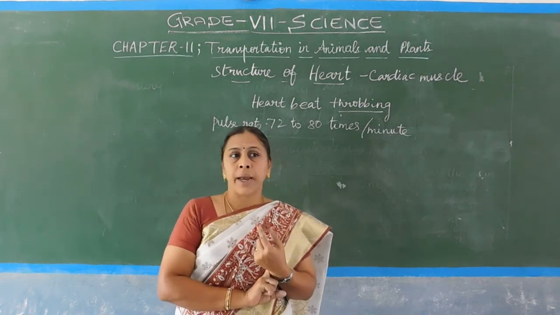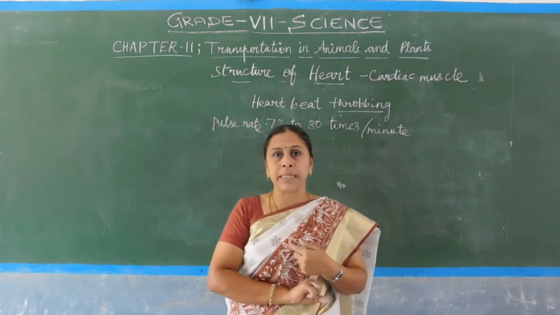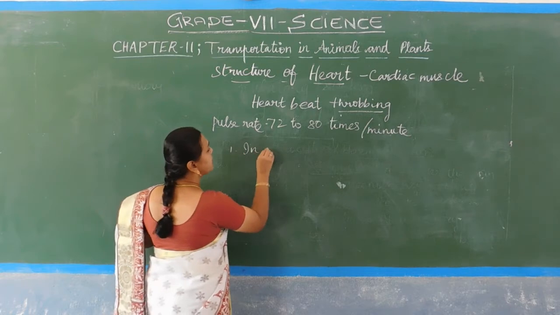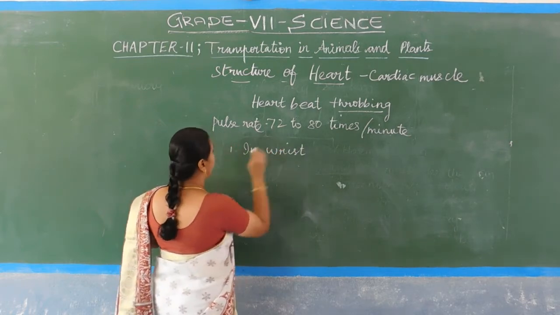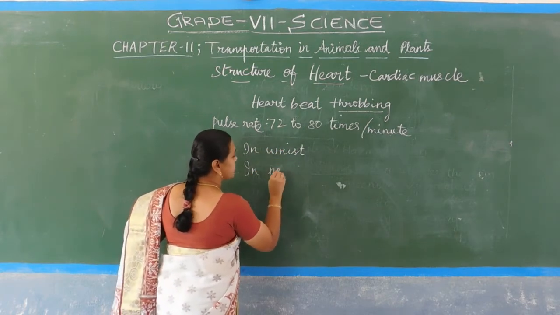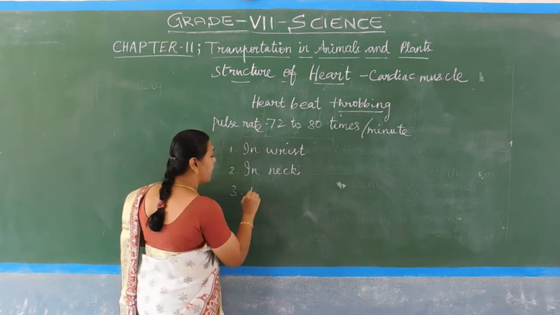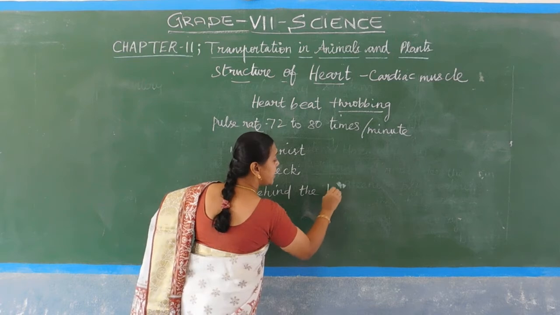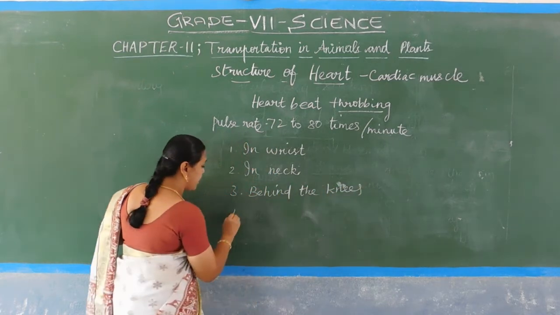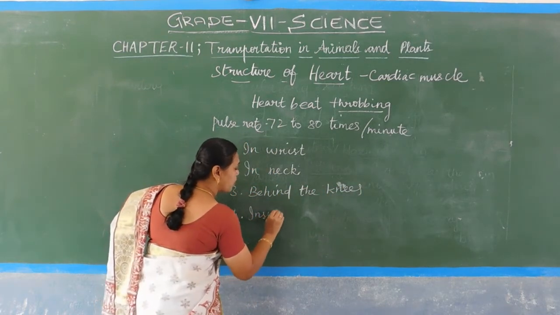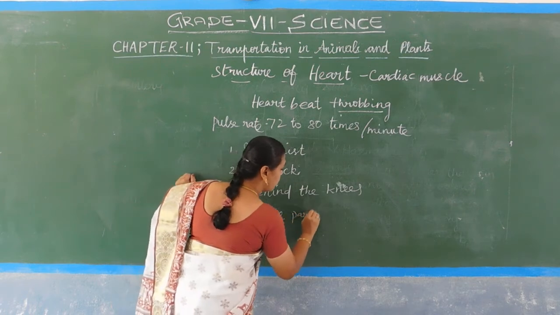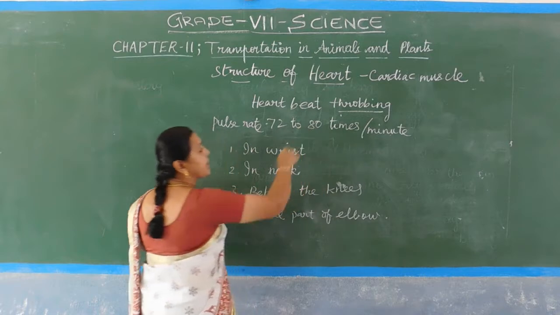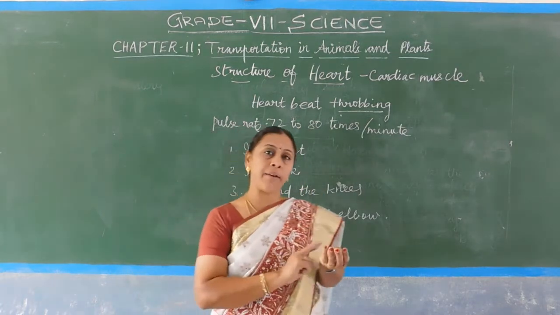And this pulse rate can be found at different places of the body. One is in the wrist. In the wrist you can find it, and in the neck region, and behind the knees, and inside the elbow, the inside part of the elbow. In these parts, you can find this heartbeat. That means you can find the pulse.